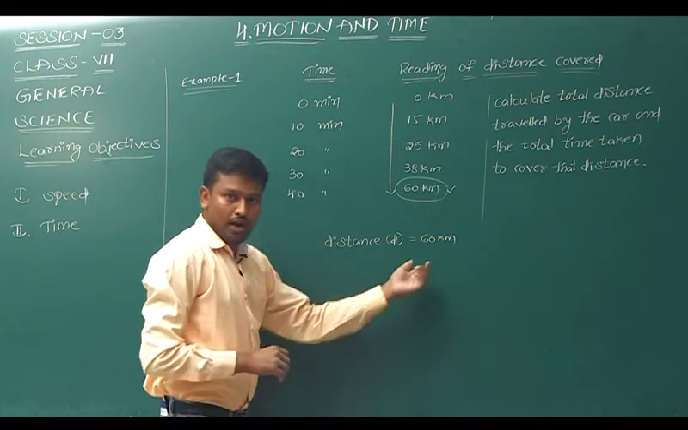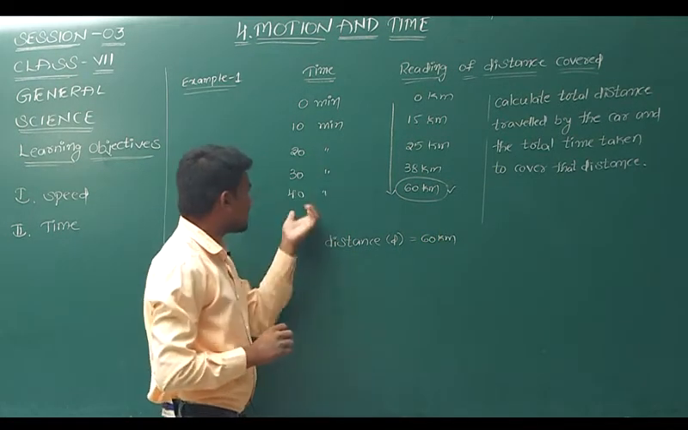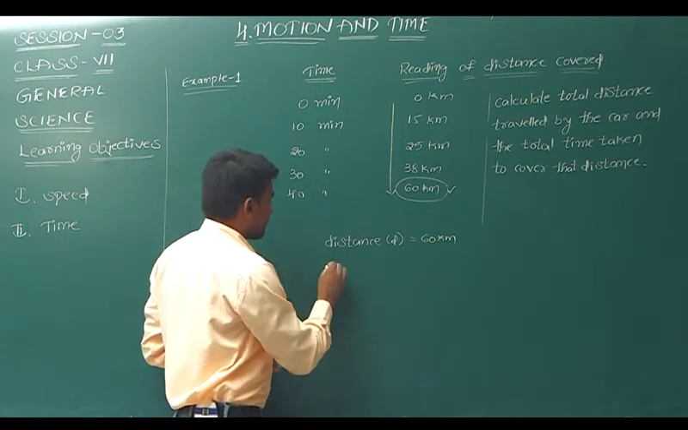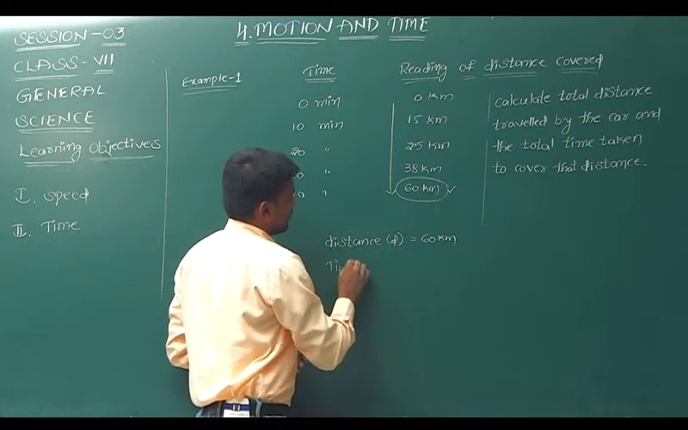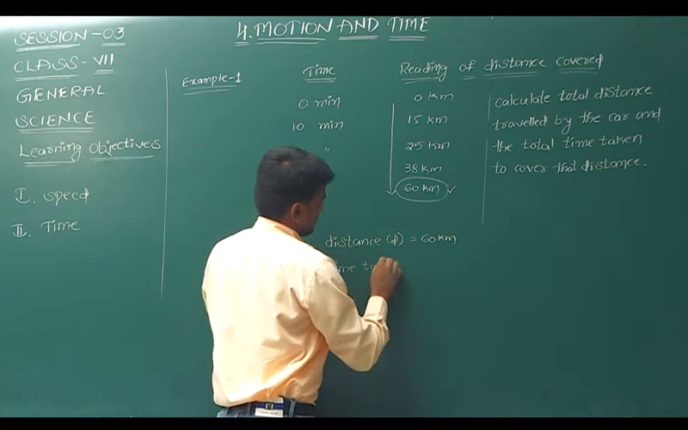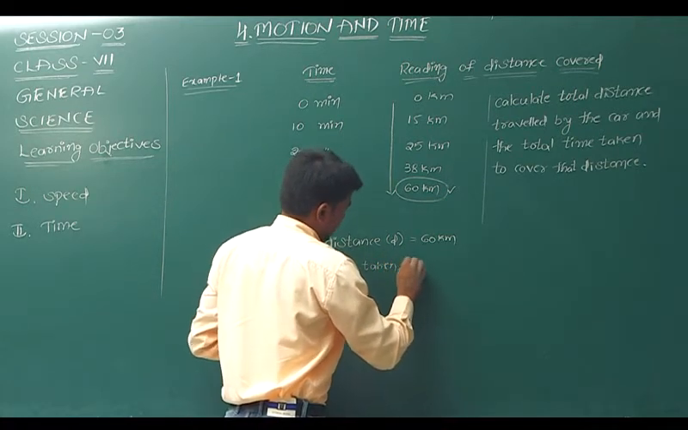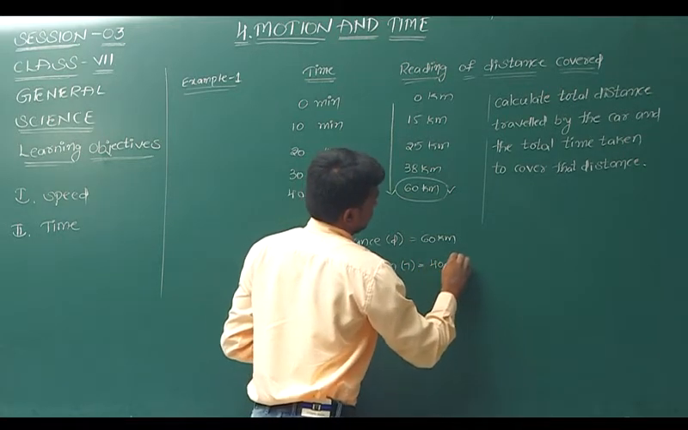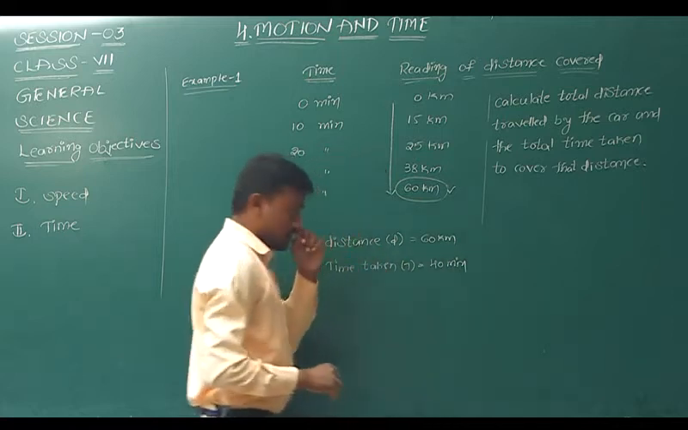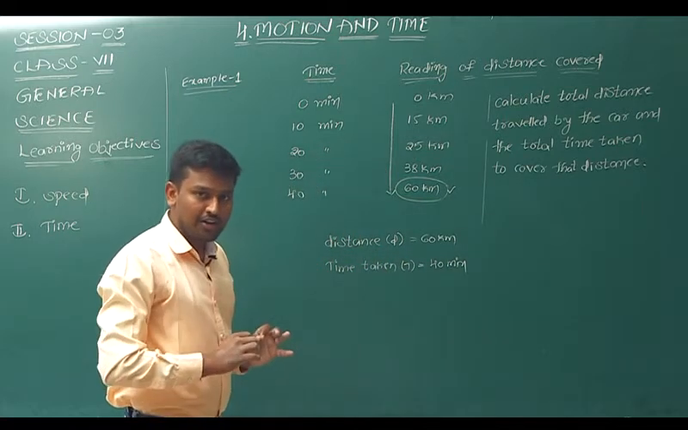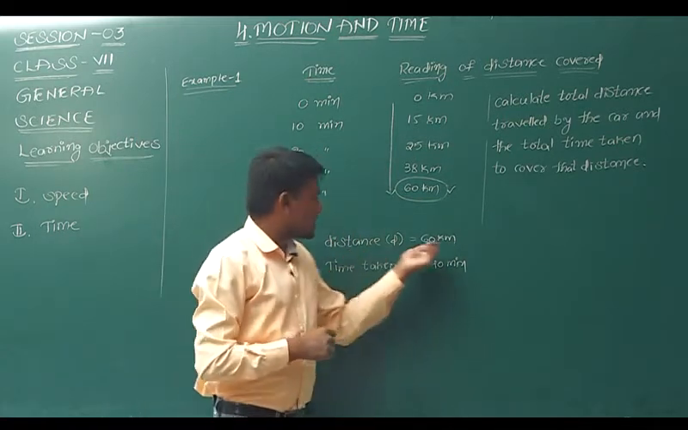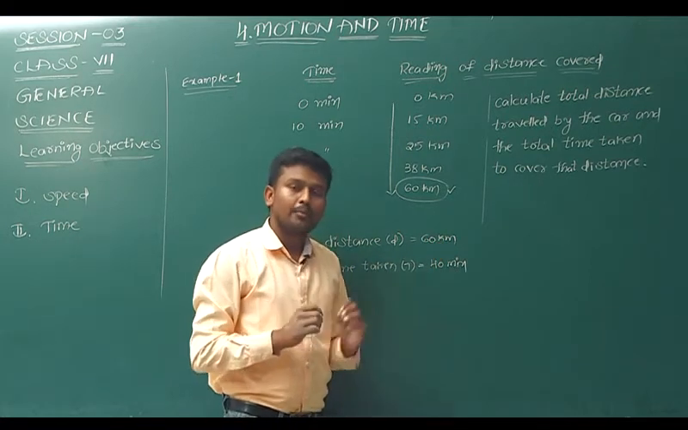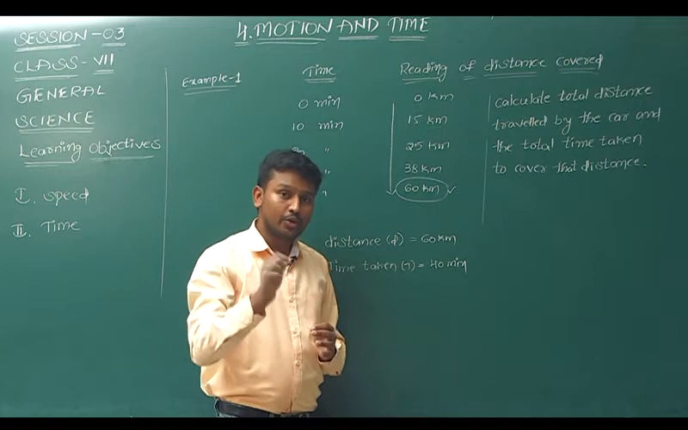To cover this distance, how much time was taken here? 40. What are the units? Minutes. So the time taken, that is T, is equal to 40 minutes. A very important point here: the distance is in kilometers, that is okay, but the time is in minutes.